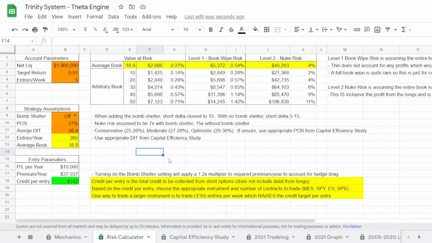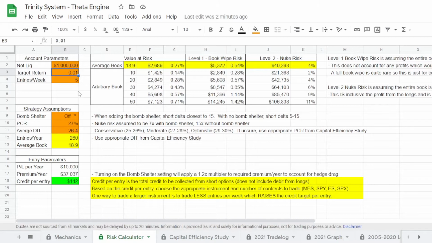And again, this is interactive and dynamic. The orange cells are inputs you can change. Let's walk through real quick. So the account parameters, net liquidity is obviously very simple. You can set whatever account size you want. And the target return, this is the target return per year, okay? So for now, I'm going to set it to 1%, just assuming I only want to make a percent per year.